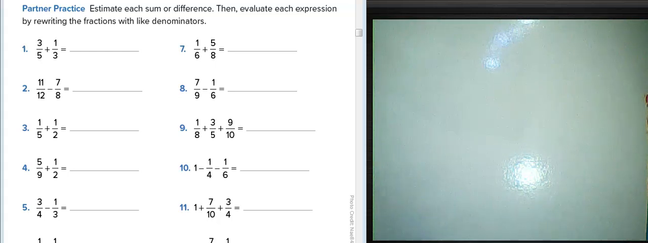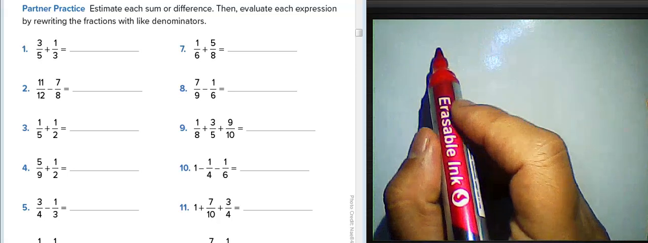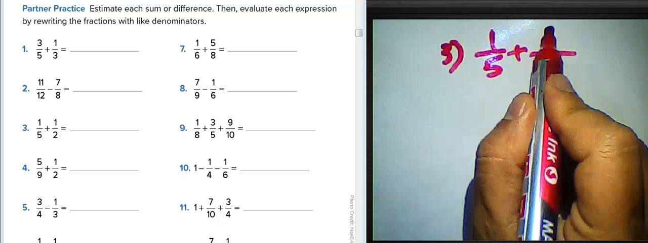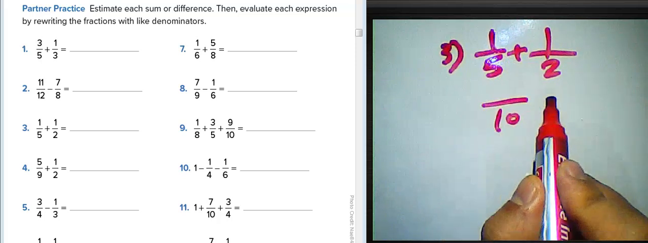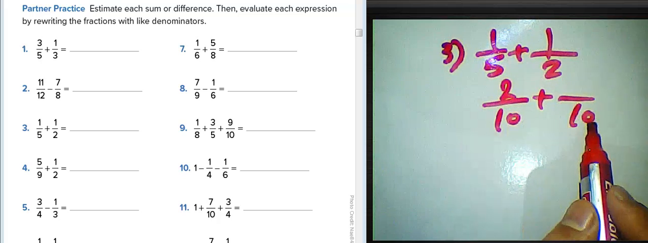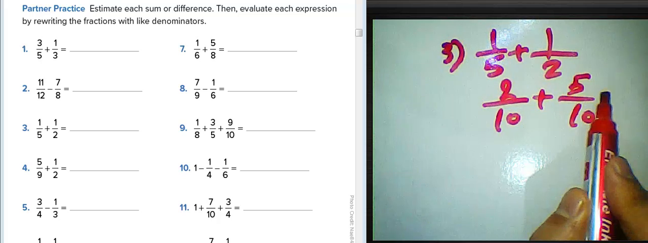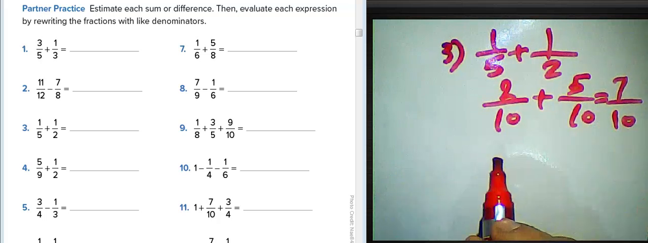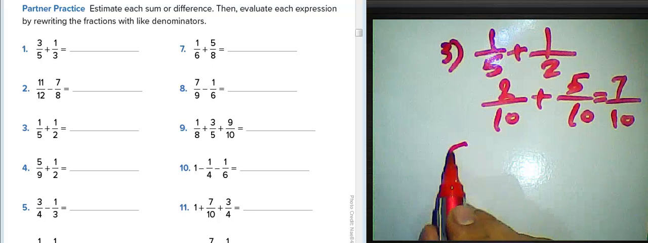Here, question number 3, my students. Question number 3, 1 over 5 plus 1 over 2. We can write 10 as the least common multiple between them. 2 times 5 equals 10, 2 times 1 equals 2, 2 times 5 equals 10, 5 times 1 equals 5. The result will be 7 over 10. Okay, 7 over 10.